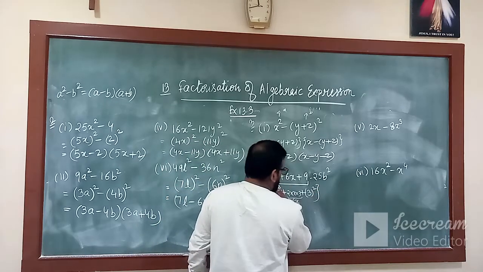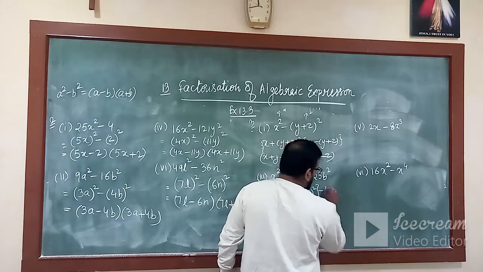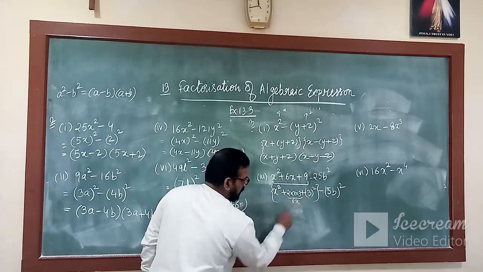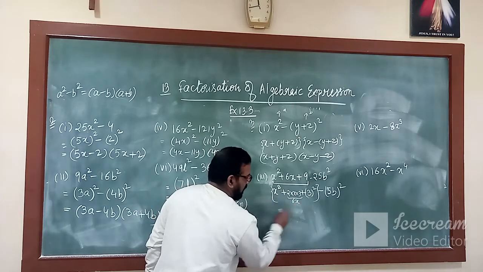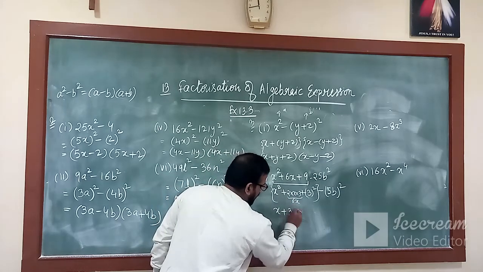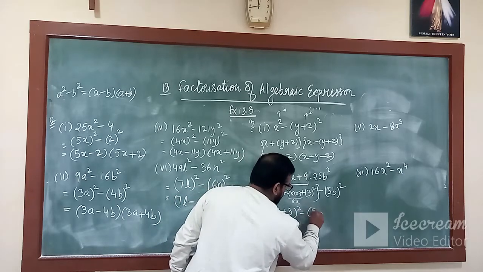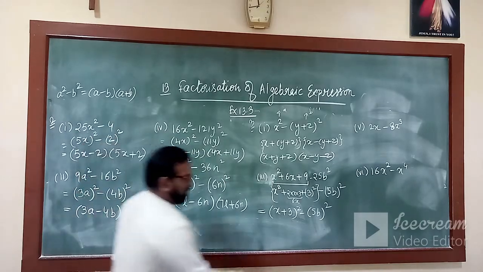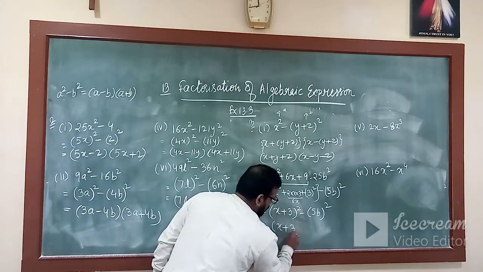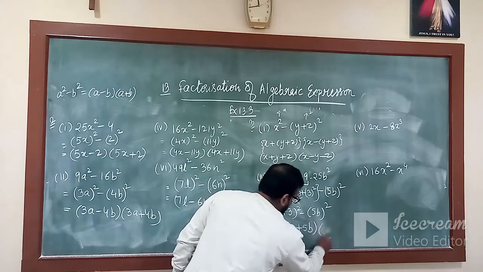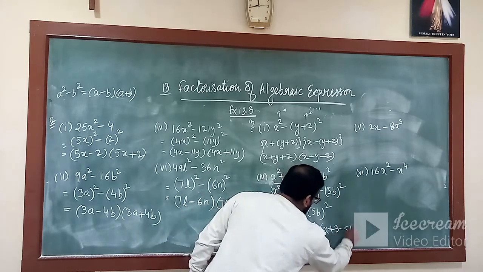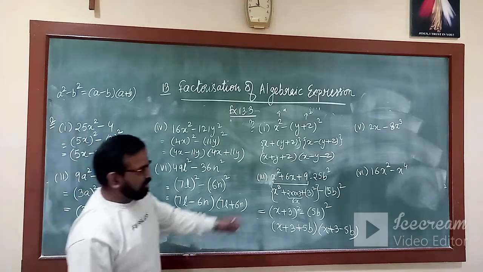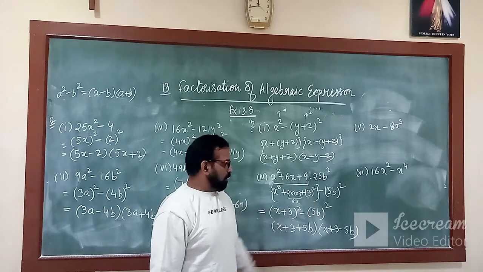Now, this I am writing as 5b whole square. So this is actually what is written. Plus sign is there, a and b are there. So actually it is written as x plus 3 whole square. Now we can easily factorize. It becomes x plus 3 plus 5b and x plus 3 minus 5b. So we have used both identities, that is a plus b whole square and a square minus b square also we have used.